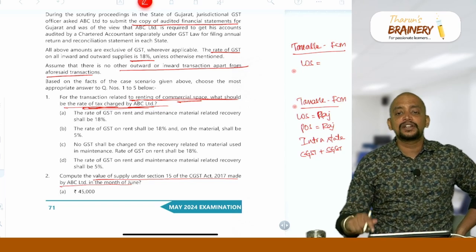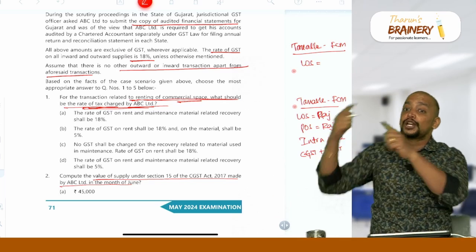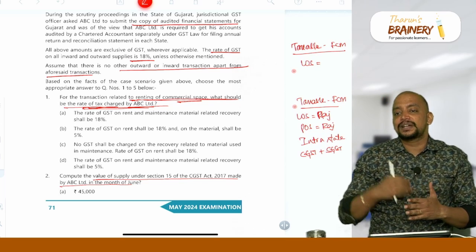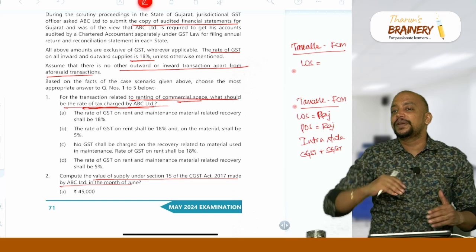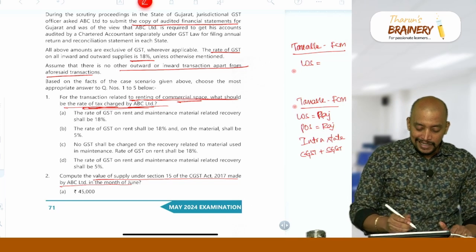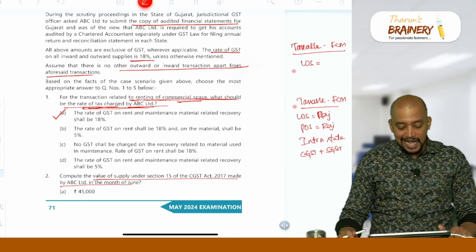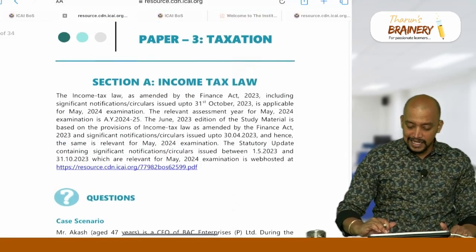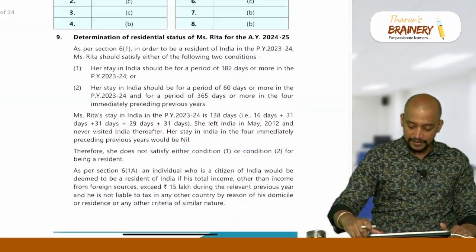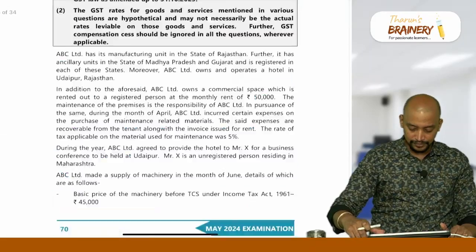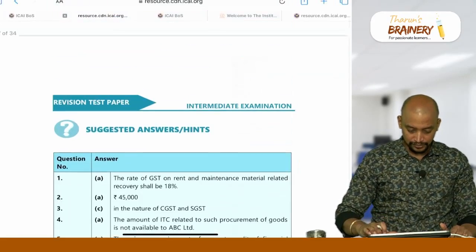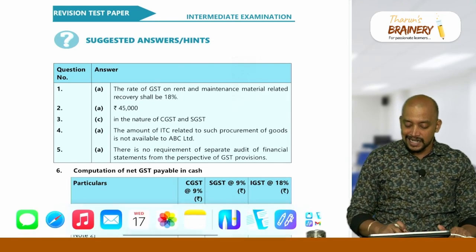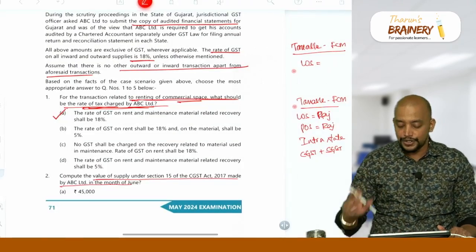Why, sir, maintenance material also 18%? Because maintenance material will be included in the value of the rent. Under section 15(2)(c), any expenditure incurred by the supplier and charged to the recipient should be included in the value. So therefore the rate of GST will be taken as 18%. Okay, now let us see what is the answer that they have given. Yes, the rate of GST on rent and maintenance material related recovery shall be 18%. You understood now the reason?